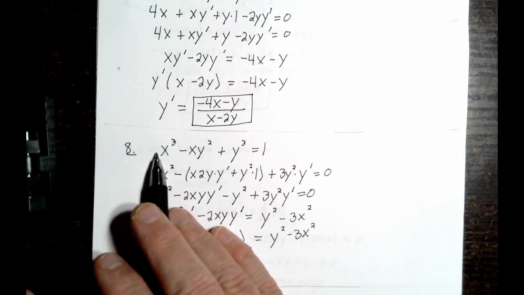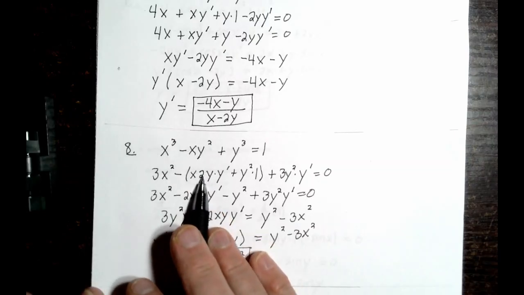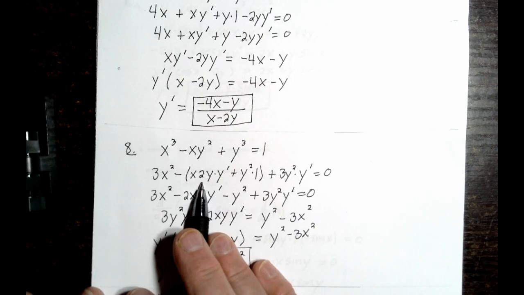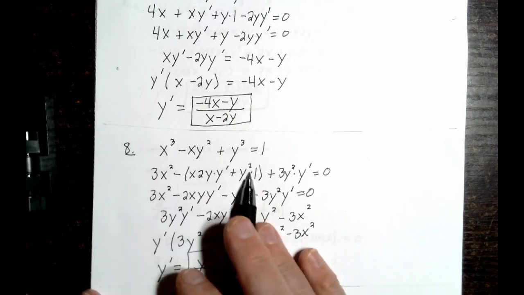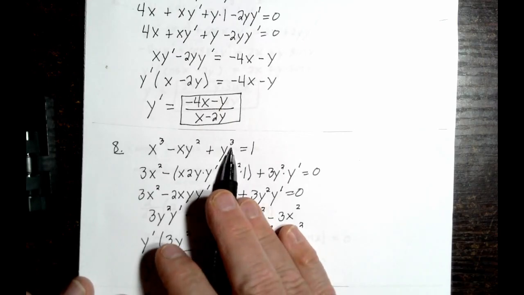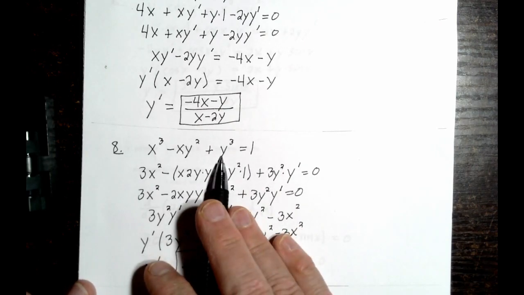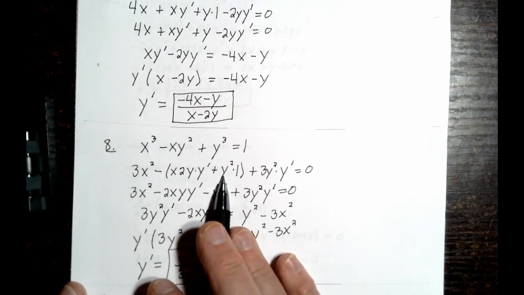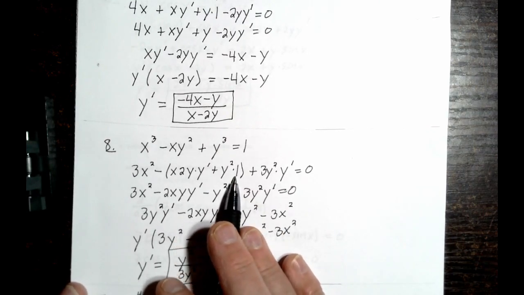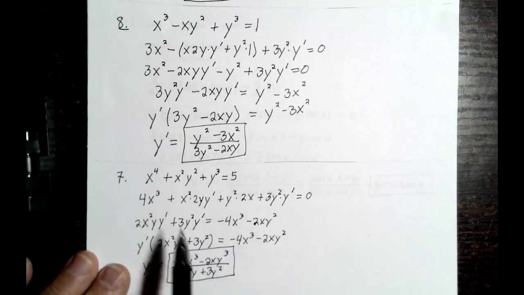Here you get 3x squared. And now here's the product rule. First, x times the derivative of y squared, which is 2y, y prime, plus y squared times the derivative of x, which is 1. And this one is 3y squared with a y prime. Anytime you take the derivative of a y, you tag on a y prime. Notice here we didn't take the derivative of y, we took the derivative of x. Okay, and you can solve all that for x or for y, and you get your answer.